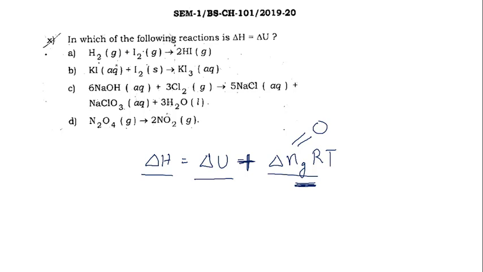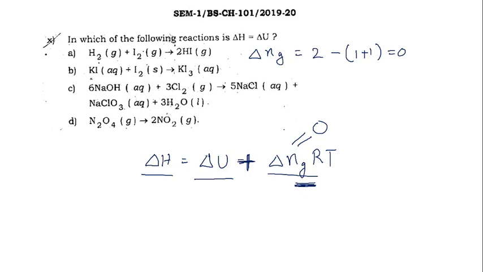So let us now examine all these equations. For the first case there is 1 mole of hydrogen and 1 mole of iodine, both gaseous, giving rise to a gaseous product which has 2 moles. So what is delta Ng here? For the product it is 2, and for the reactants it is 1 plus 1, so it is 0. So for this case also delta H equals delta U.